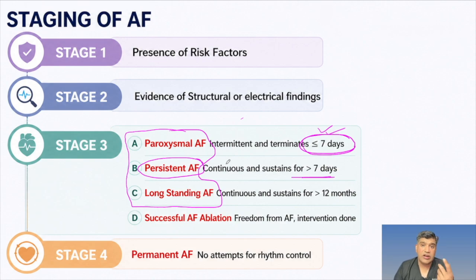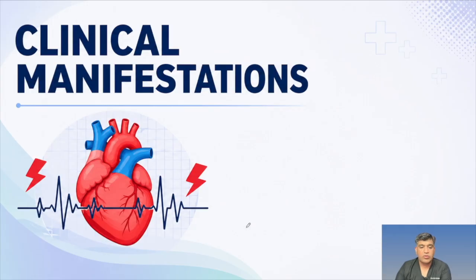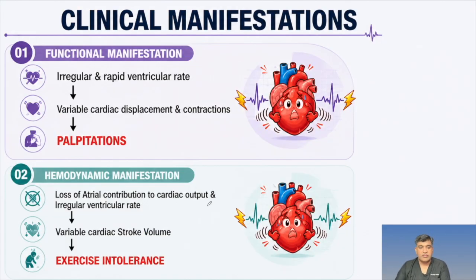And if it is continuous and sustains beyond 12 months, beyond a year, then it is called long-standing atrial fibrillation. Now we come to clinical manifestations. There are two types of manifestation. One are functional, the other which cause hemodynamic issues, that is the hemodynamic manifestations. Functional is caused by irregular and rapid ventricular rate. This causes palpitation.